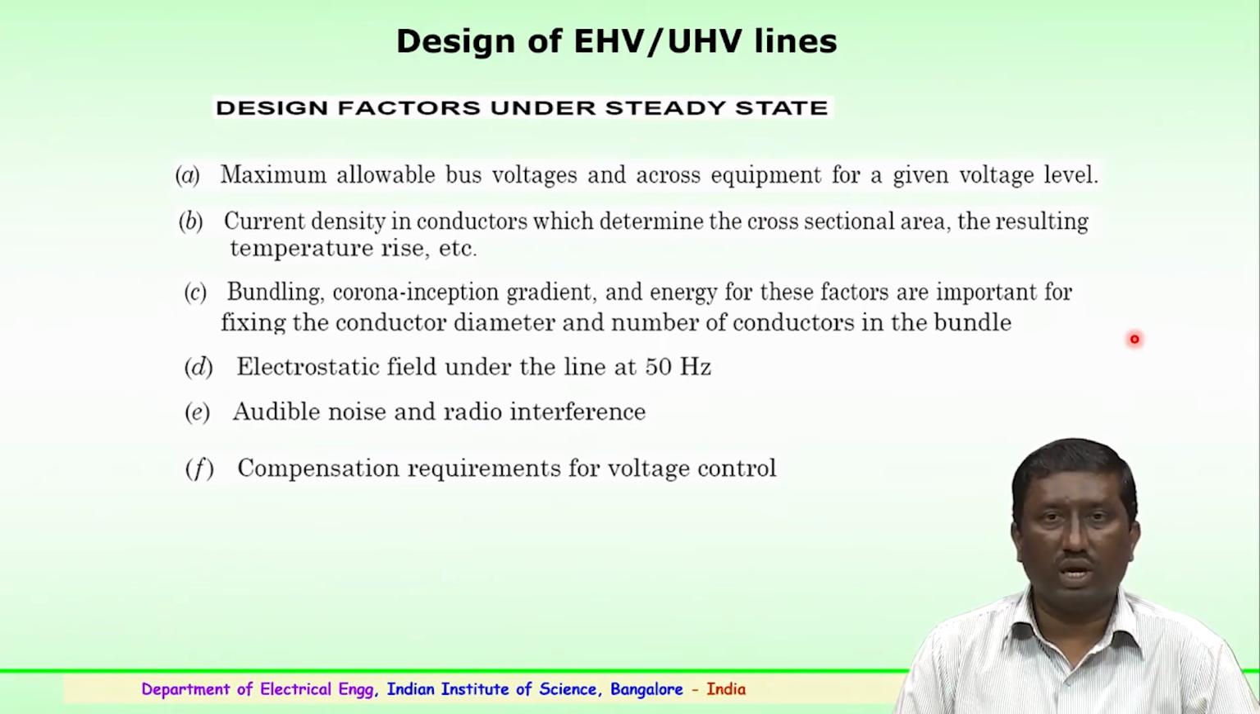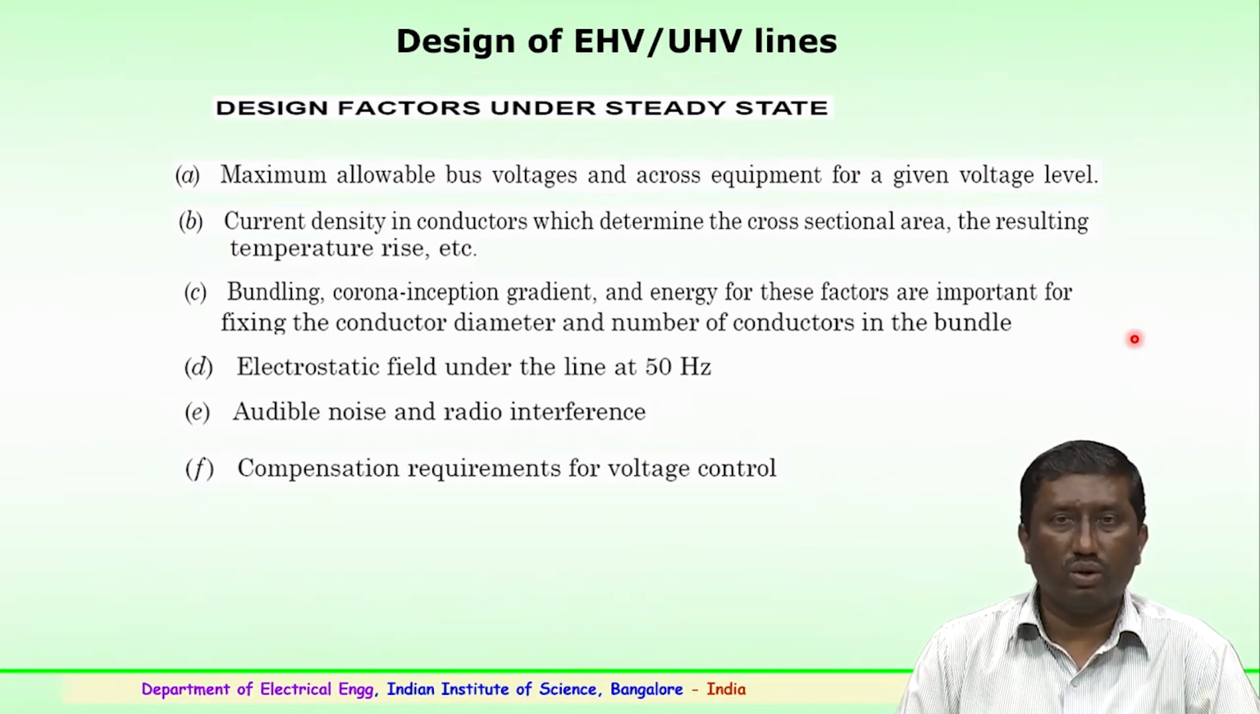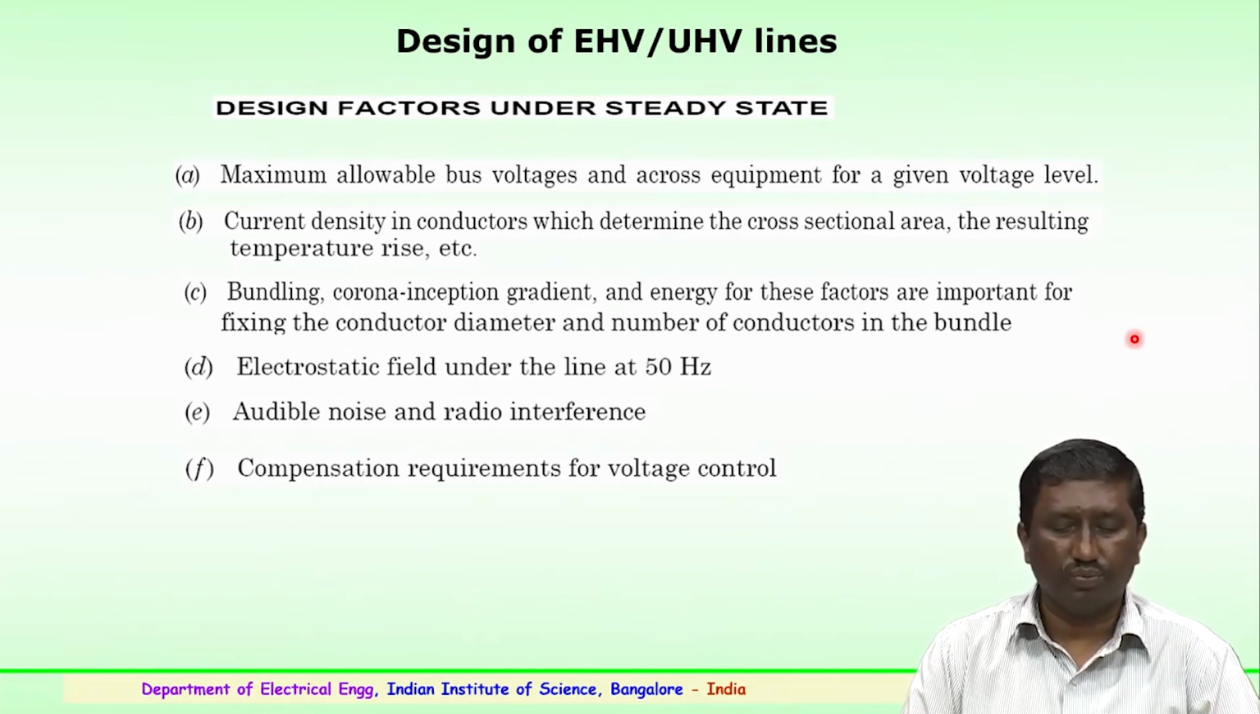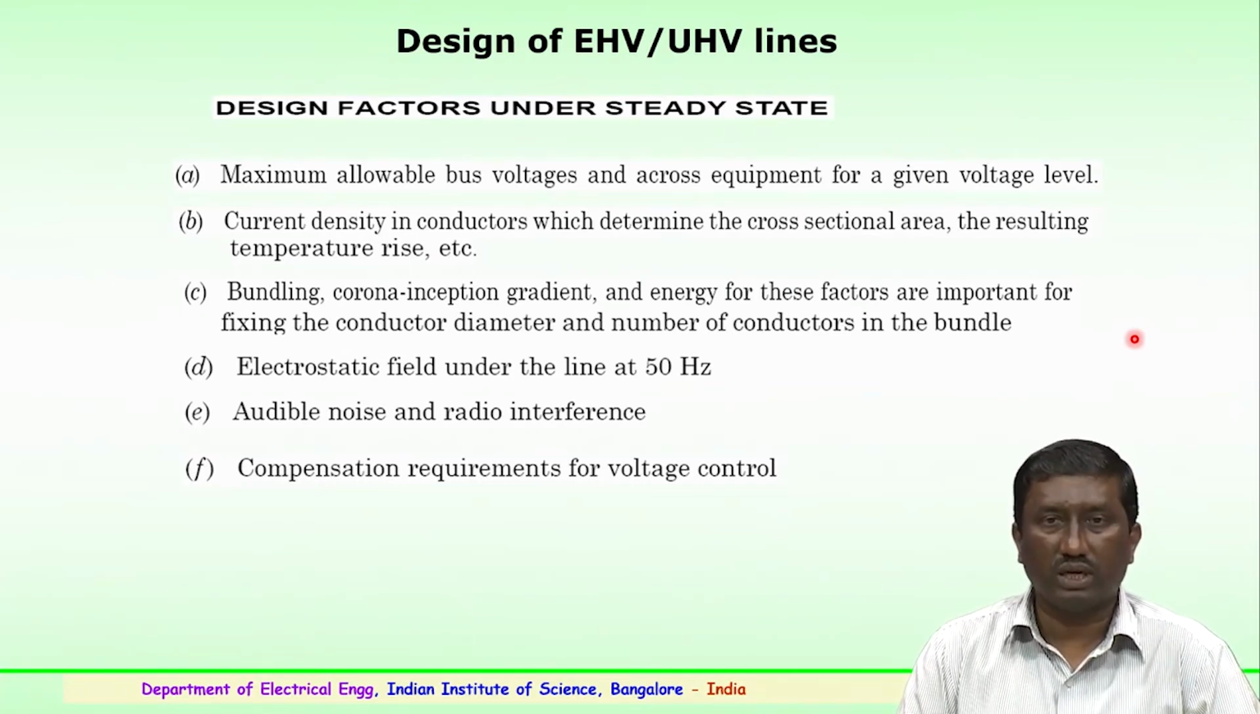Further, bundling: what type of bundling has been done? It is a twin or quadruple or hexagonal or octagonal type of bundling, and particularly per phase has to be considered. Then corona inception gradient, again this depends on the size of the conductor and the surface conditions of the conductor. These factors are important for fixing the conductor diameter and number of conductors to be put in the bundle. So, all these are very important.